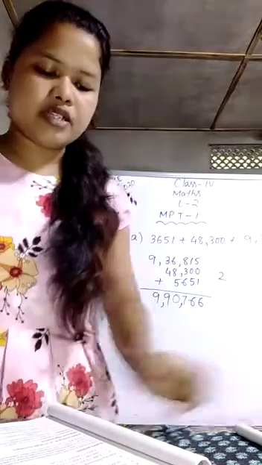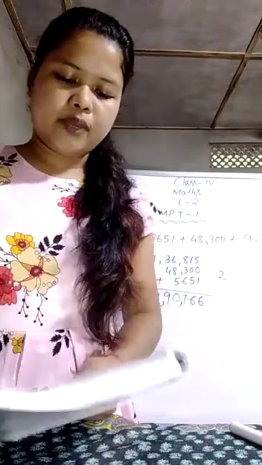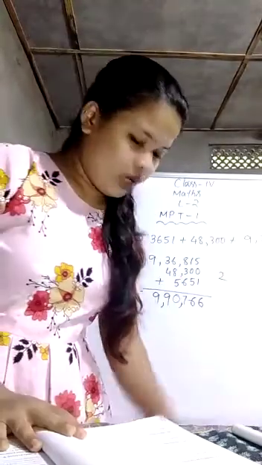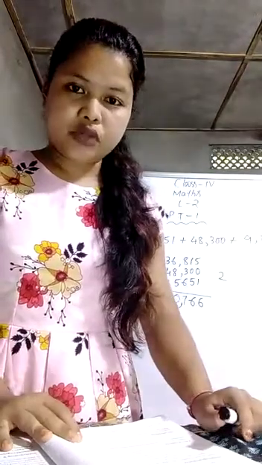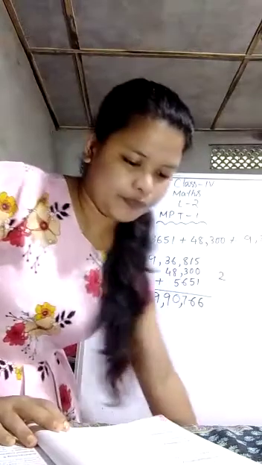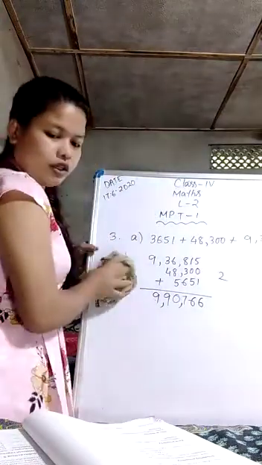And number 2 is also add the following using the grouping property. So question number 1 from my practice time 2 is your homework. Then question number 2.